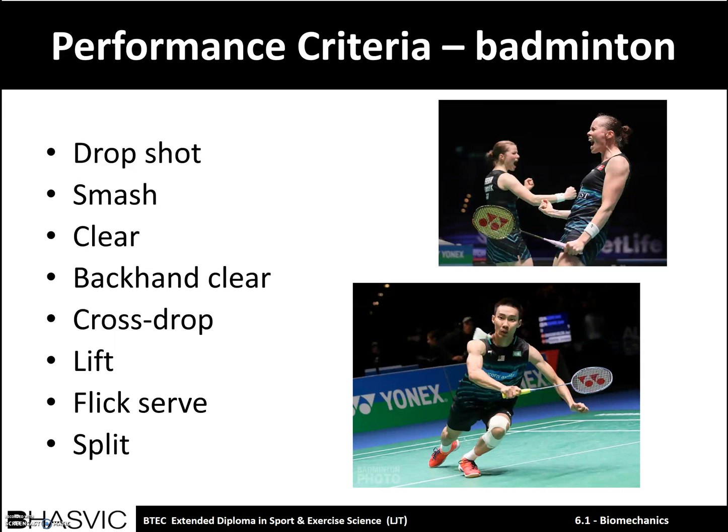Performance criteria. Performance criteria are the key factors which are important for successful performance. Hughes and Franks 2004 said that a performance indicator is a selection or a combination of action variables that aim to define some or all aspects of a performance. As shown on the screen, the criteria for badminton is mainly looking at the shots played. However, later on you will see the criteria of basketball, which is very different.